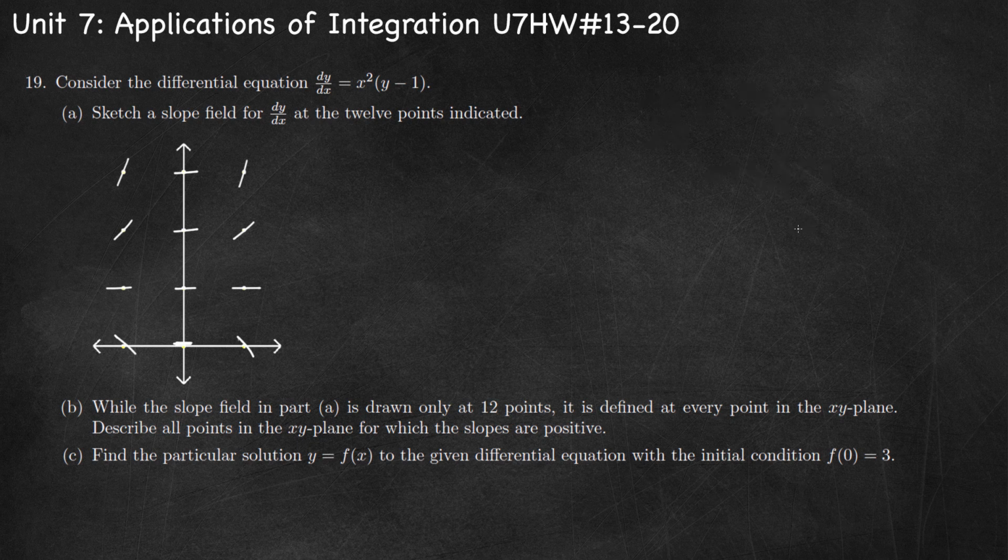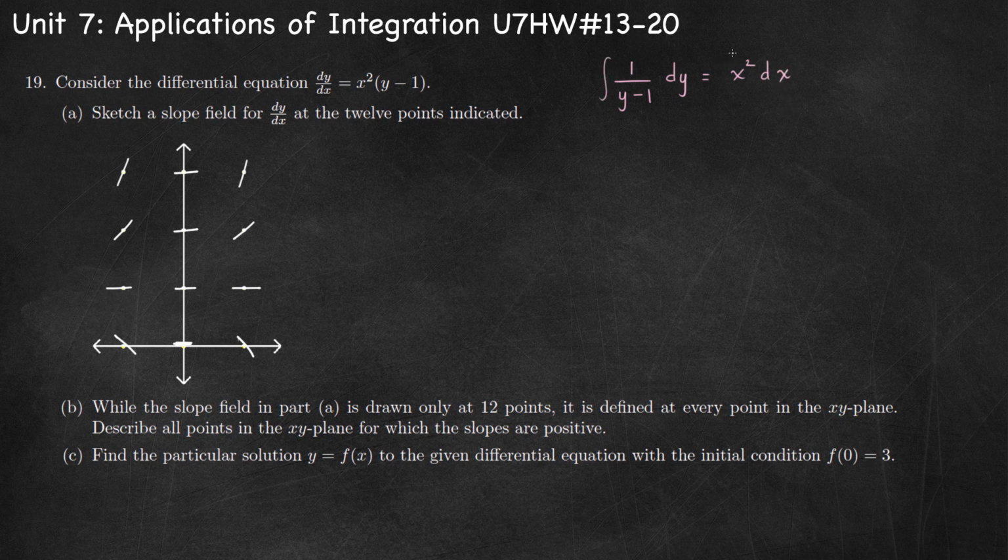Part C, find the particular solution y equals f of x to the given differential equation with initial condition f of 0 equals 3. We want to solve our differential equation, so we're going to start by separating variables. I want to get all the x stuff and the dx on the right, all the y stuff and the dy on the left. So I multiply both sides by dx, I divide both sides by y minus 1. And that gives me 1 over (y minus 1) dy equals x squared dx.